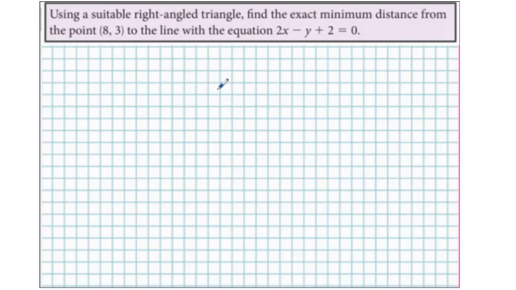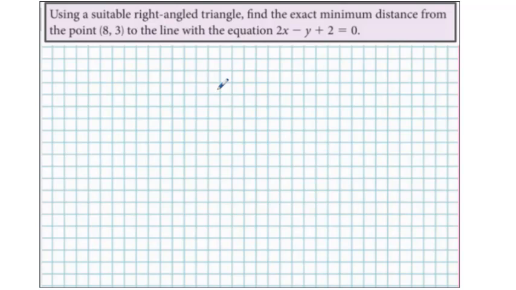A suitable right-angled triangle, find the exact minimum distance from the point (8, 3) to the line with equation 2x minus y plus 2 equals 0. So this is quite tricky. As you go through the course, it may be that vector methods are more effective to solve this, or you feel more comfortable. Right now, we don't have any vector methods. So we're going to draw a picture and see what we can do from there.